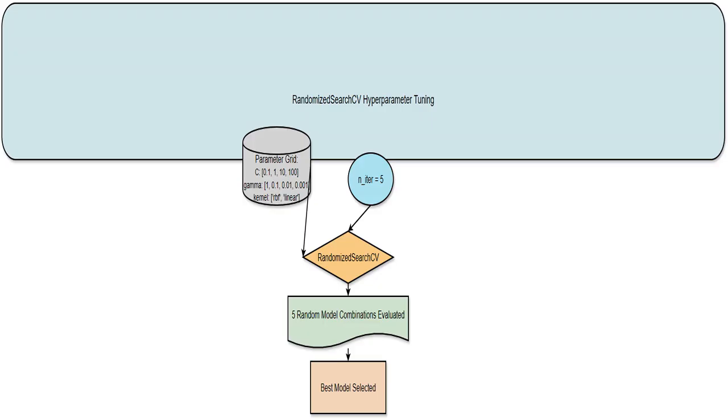After evaluating the 5 random combinations, RandomizedSearchCV will pick the one that performs best, based on whatever scoring metric you've chosen, which isn't specified in this particular problem, but it's important to know it exists.